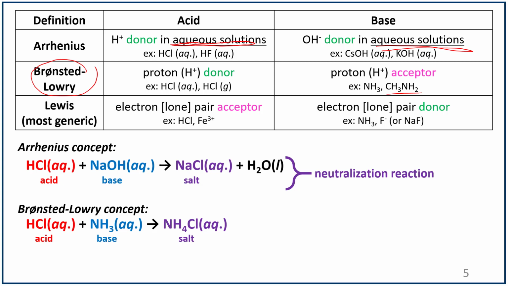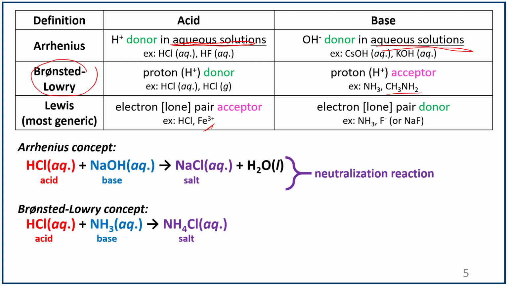No, never mind. Next will be the Lewis definition. For the Lewis definition, an acid is an electron pair acceptor, versus a Lewis base, which is an electron pair donor. For example, ions such as iron 3 plus. As you can see, they don't even have any proton to give, but they can actually accept lone pairs.